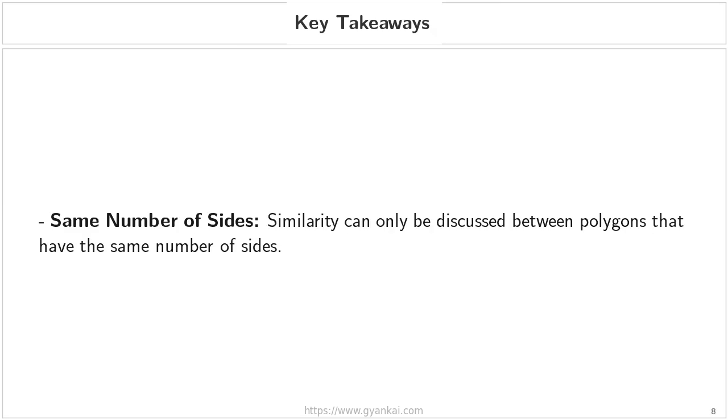Key takeaways. First, it is crucial to remember that similarity can only be discussed between polygons that have the same number of sides. You cannot compare a triangle to a quadrilateral and talk about similarity. They must be of the same type of polygon.